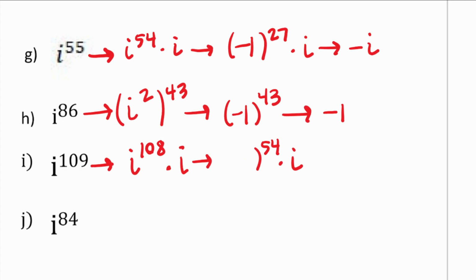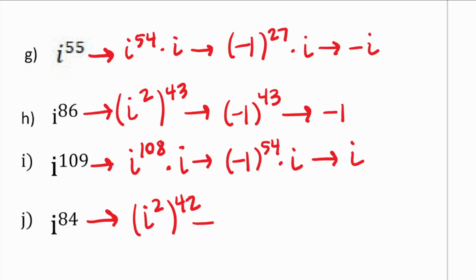Then I'm going to say, all right, i squared is negative 1, and if I take negative 1 to the 54th power, that's an even number of negative 1s, that'll just be positive 1. So I'll have 1 times i is i. And then i to the 84, I take 84 and divide it in half, and I get 42. And so thinking about that, i squared is negative 1 to the 42nd power, negative 1 to an even power is positive 1, and that's what I'm going to get there. So that's how I do those.